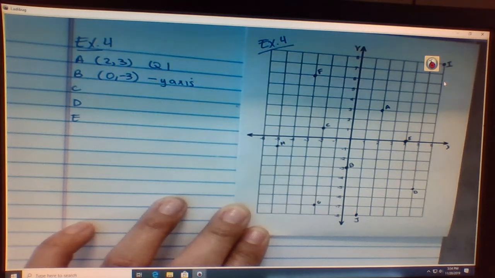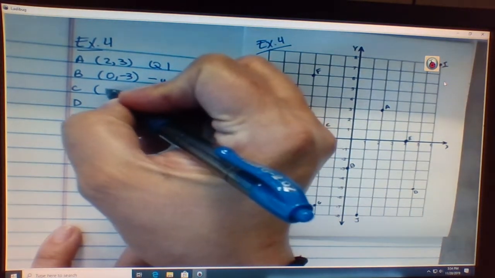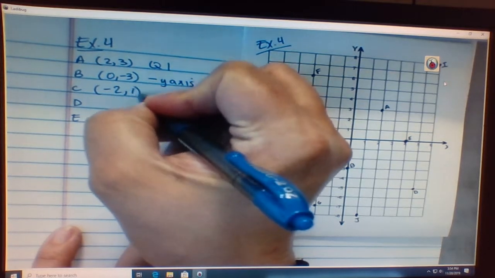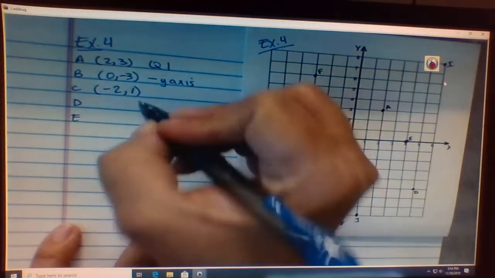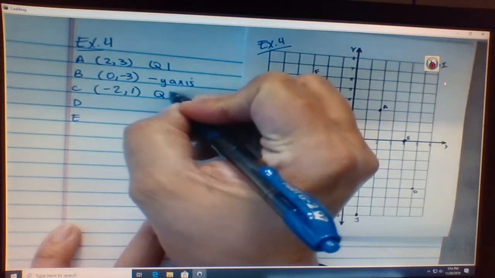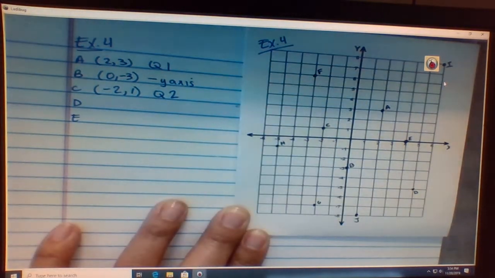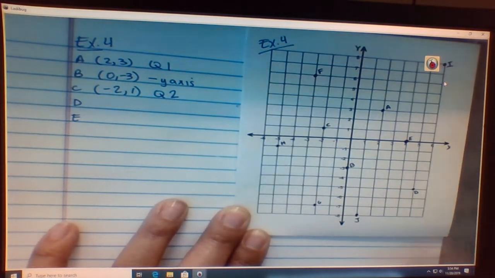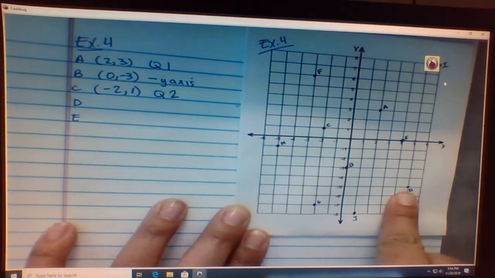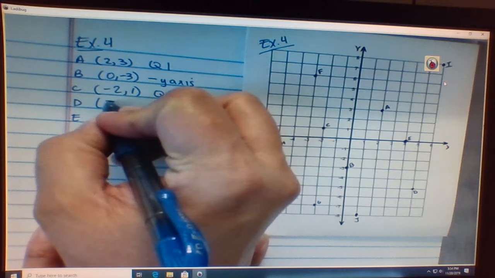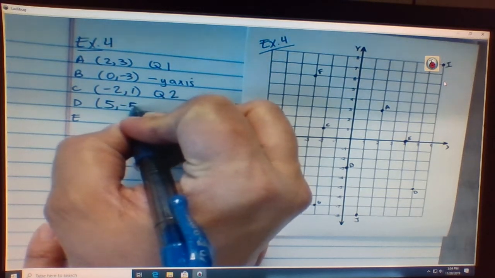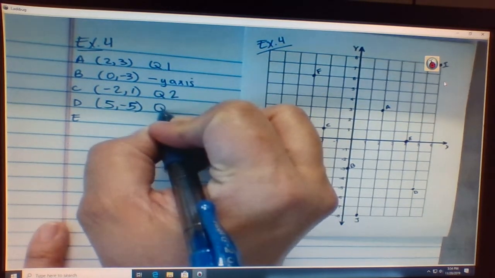Point C, negative 2, 1. And that is in quadrant 2. Point D, 5, negative 5. And that is in quadrant 4.